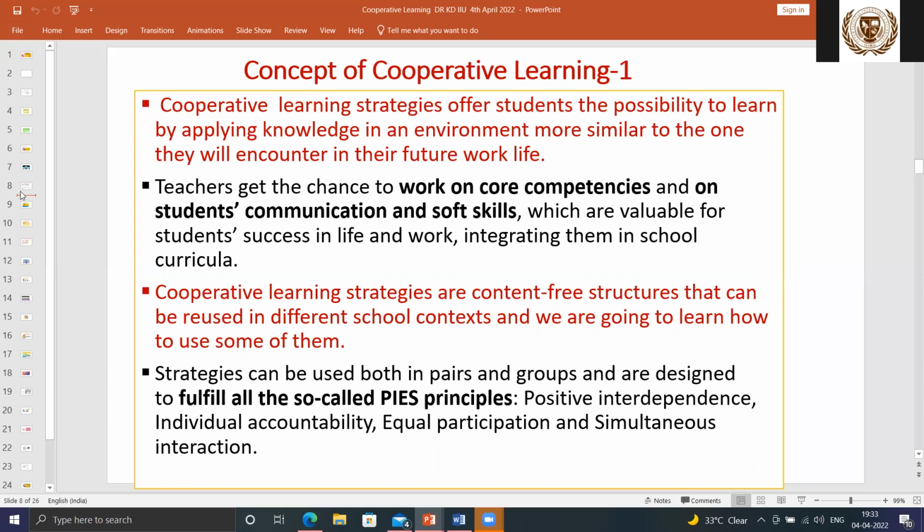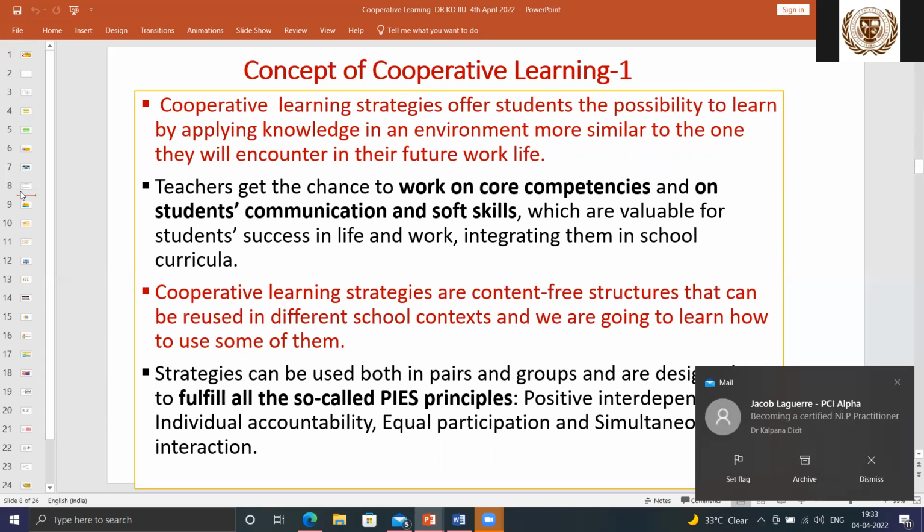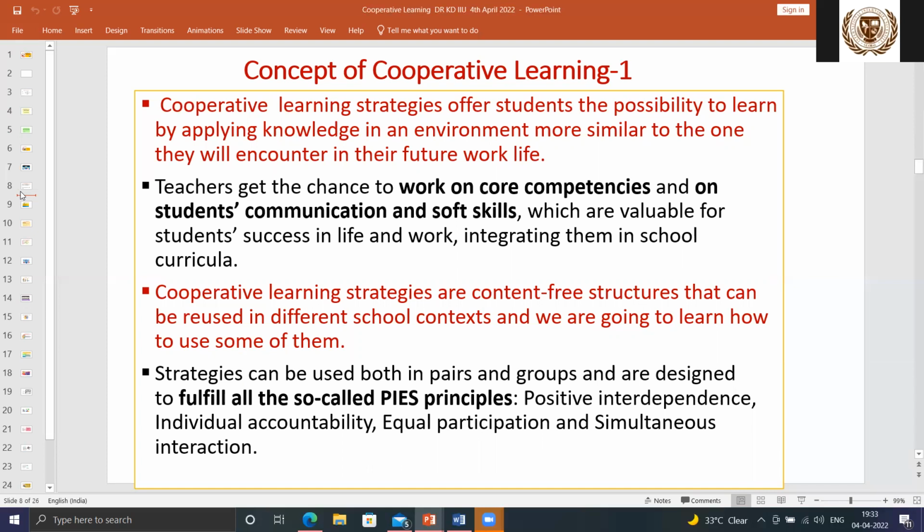Cooperative learning strategies are content-free structures that can be reused in different school contexts, and we are going to learn how to use some of them. Strategies can be used both in pairs and groups and are designed to fulfill the so-called PIES principle. This is positive interdependence, individual accountability, equal participation, and simultaneous interaction.